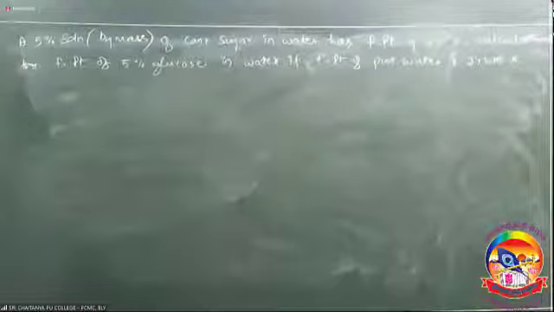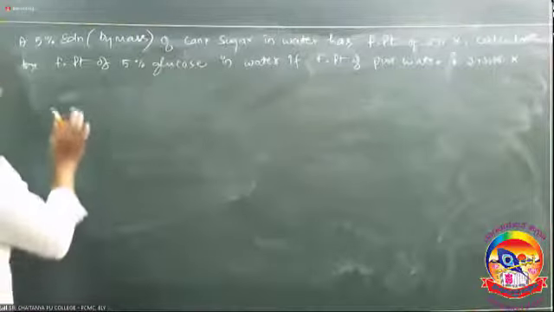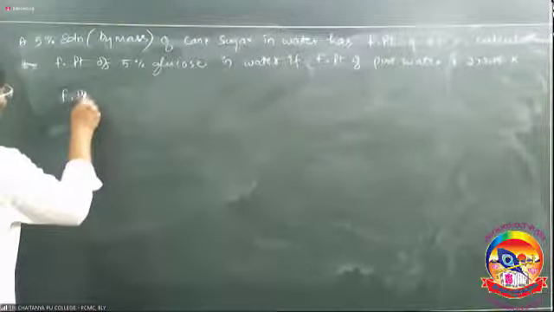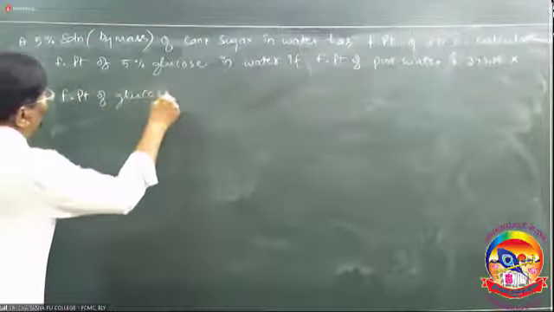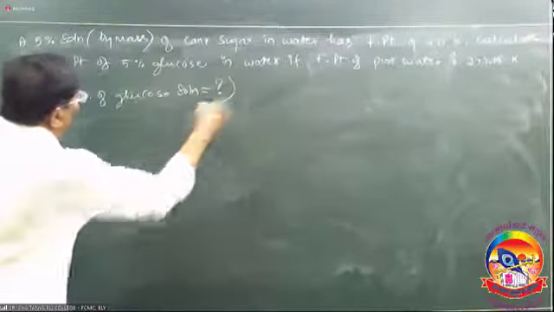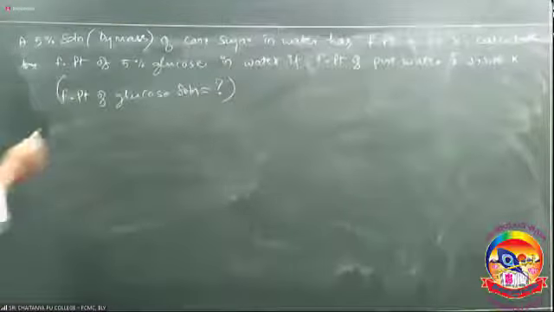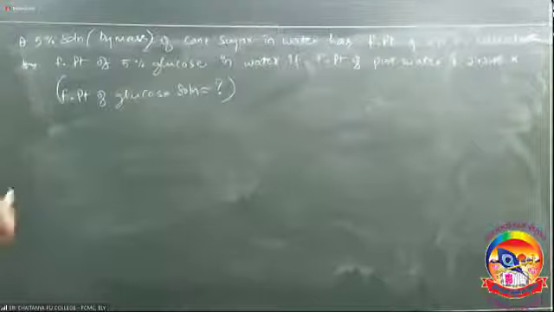So you just go through. They have taken the cane sugar solution, 5% W by W. Now, just like a comparison. So what is the question? They are asking us to calculate the freezing point of the glucose solution. This is the one we have to calculate now. Remember that one we have to calculate.